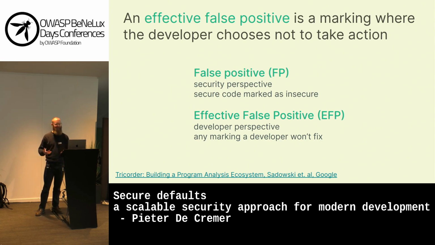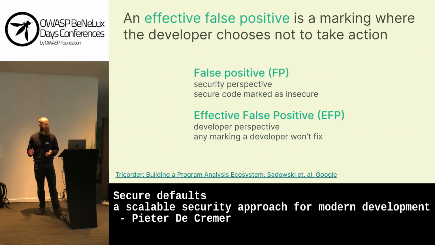They talk about effective false positives. So classic false positive, a marking by your tool that is not actually insecure. It's an incorrect marking if you look at it from a security perspective. An effective false positive, just forget about the actual security of the code for a minute. An effective false positive is a marking by the tool that the developer does not fix, regardless of the security.